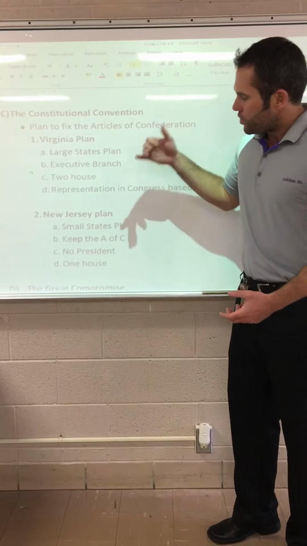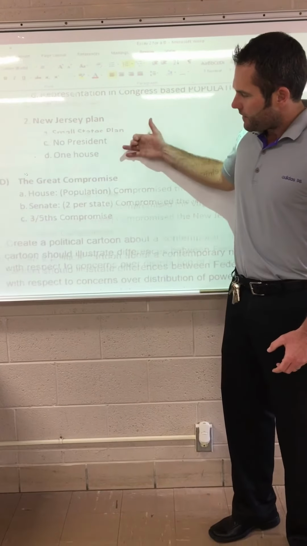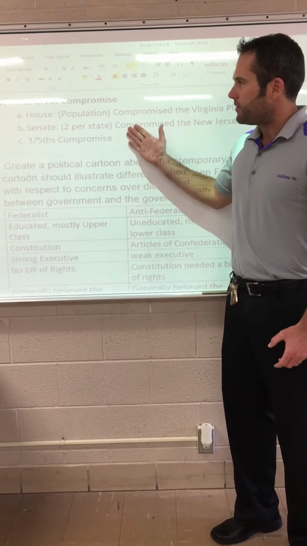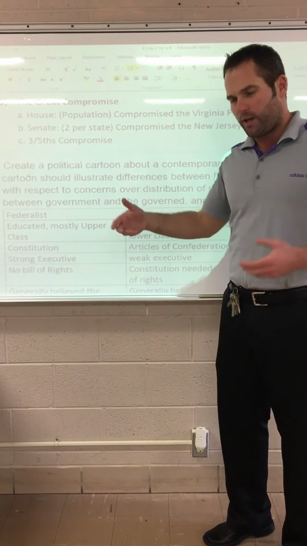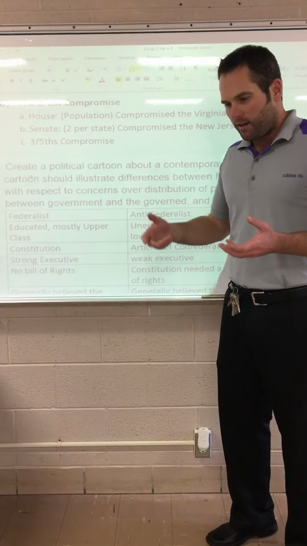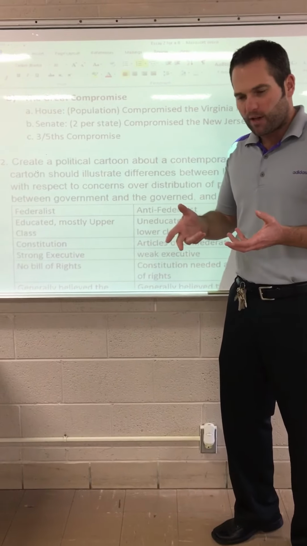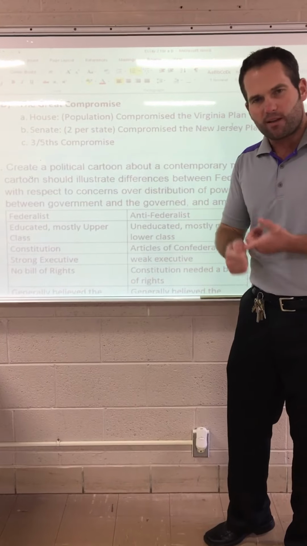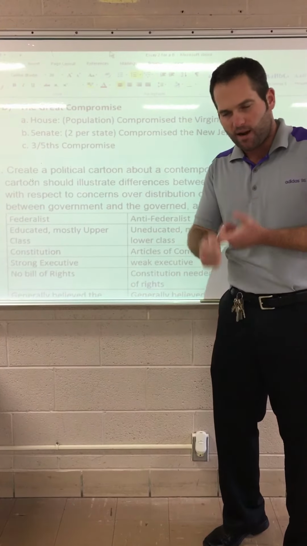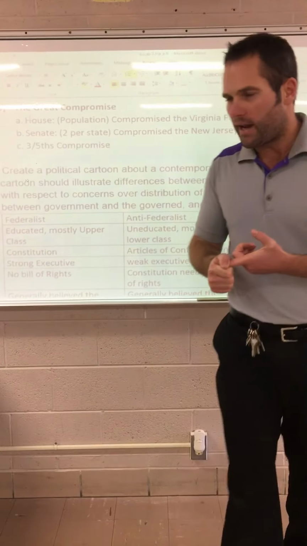Your next paragraph is going to be the compromise itself. Now the Great Compromise, we know it's settling the dispute between the Virginia Plan and the New Jersey Plan. We know that there's a bicameral legislative branch, which is Congress. We know that the Senate is going to make the New Jersey folks happy because everyone is equal. Every state is equal.